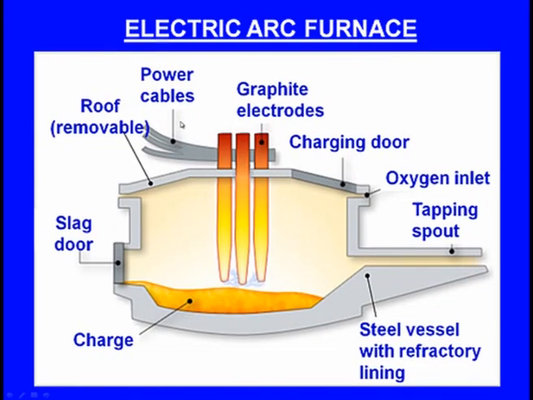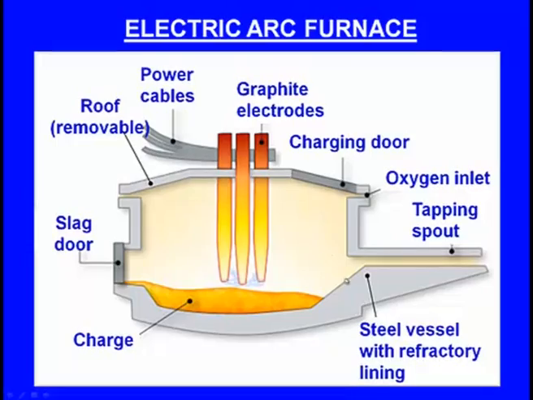Now, these are the different components that are inside the electric arc furnace, and here we can see this is a steel vessel. The whole furnace is a steel vessel with a refractory lining inside, and this has a removable roof. This is the removable roof, and this is the charging door, meaning this can be opened and closed, and charge will be dropped through this door to inside the furnace. What is the charge? Charge means the solid metal to be melted along with the flux.